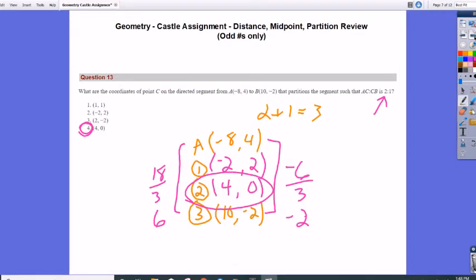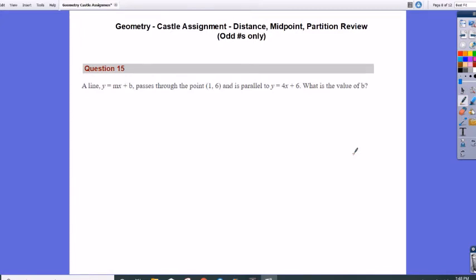All right, question 15. y equals mx plus b passes through the point 1, 6 and is parallel to 4x plus 6. What is the value of b?